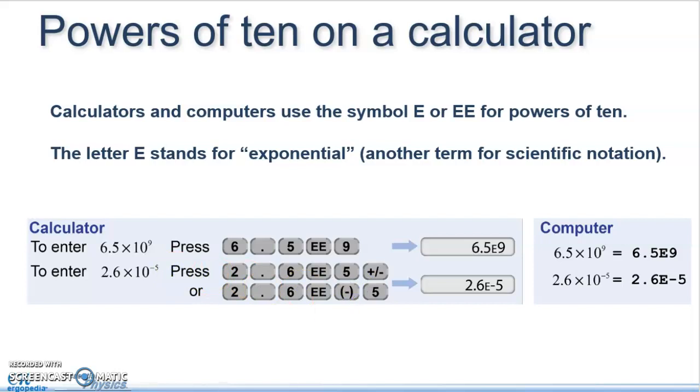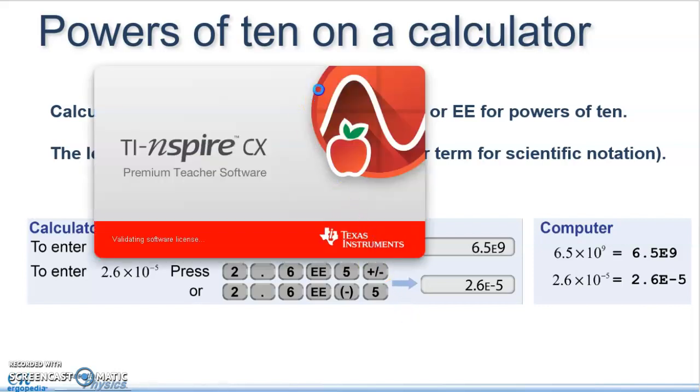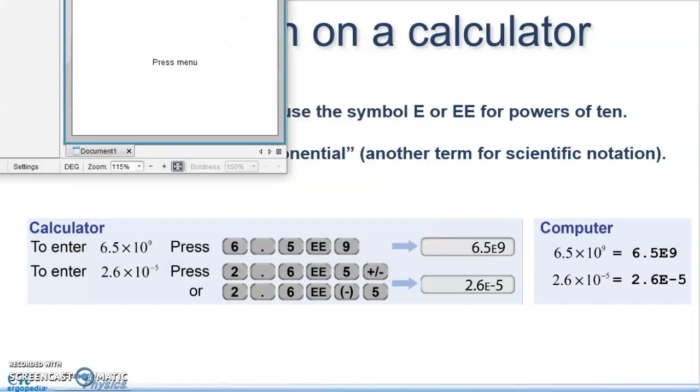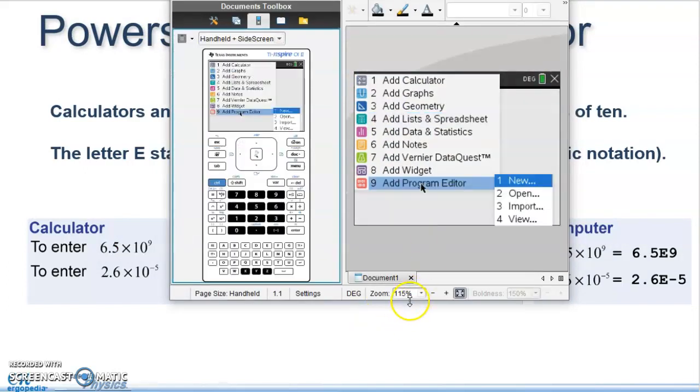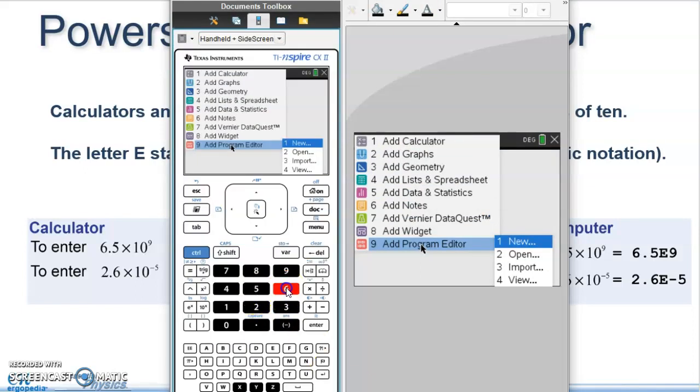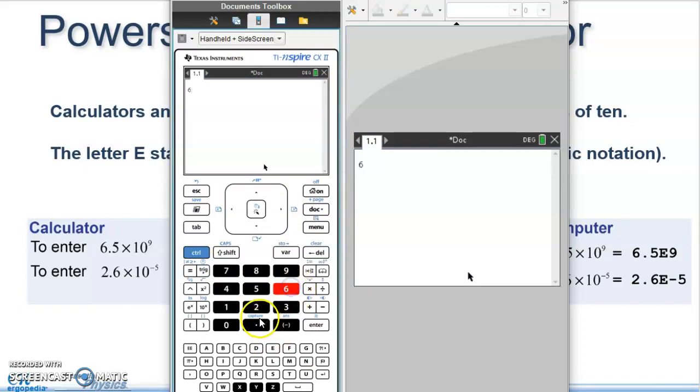And I have a TI-Nspire emulator here, so I'll pop that up real quick, and I'll show you what that looks like on an Nspire, because I think some of you may have your own of that calculator. All right, so let's make this a little bigger. Let's do this in a calculator. So 6.5, and then all I have to do is hit the E button, which is right here. See the EE, and then 9.